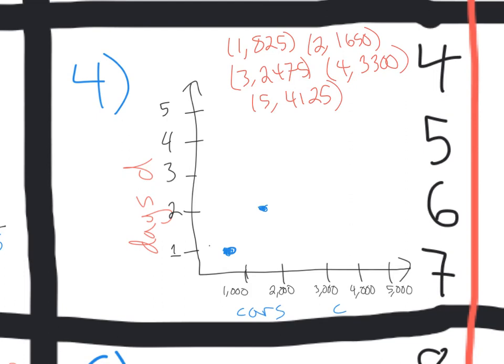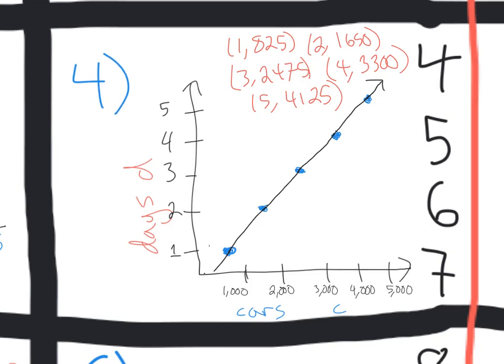For 3, it's about halfway between 2,000 and 3,000. 2475 is pretty close to 2,500. So I'm going to put that right in the middle. Right there. For 4, 3,300, so just slightly above 3,000. So this looks like a pretty good estimate. And then for 5, it's 4,125. So just above 4,000. And we can see we created a nice linear pattern here.